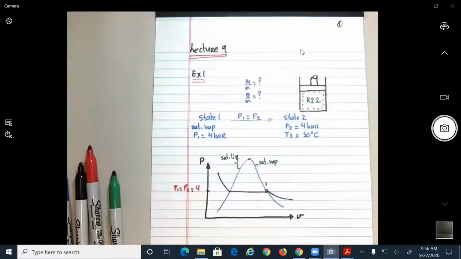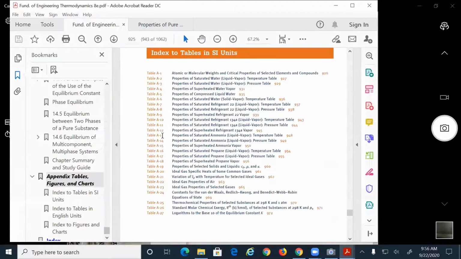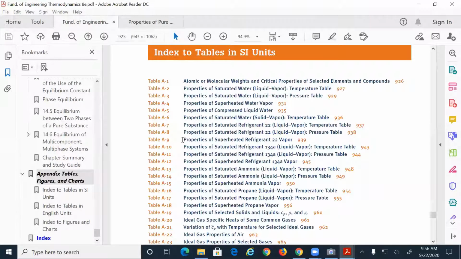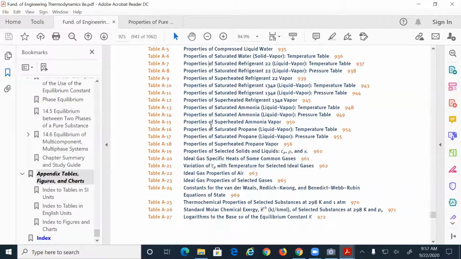All right, so let's come over here. So now, what do we know about state 2? About state 2, we know that the pressure is 4 bars. All right, so okay, let's see what we can find from the tables. So let's go to the tables. We'll come here. You start looking over here. Let's see, R22, table A7, table A8. So we start there. Table A7, table A8.